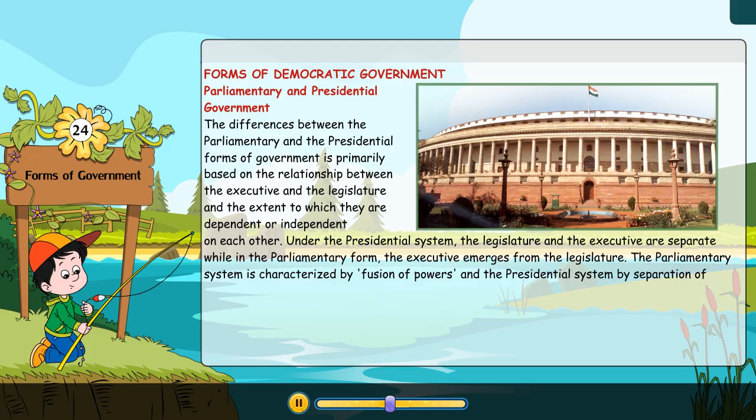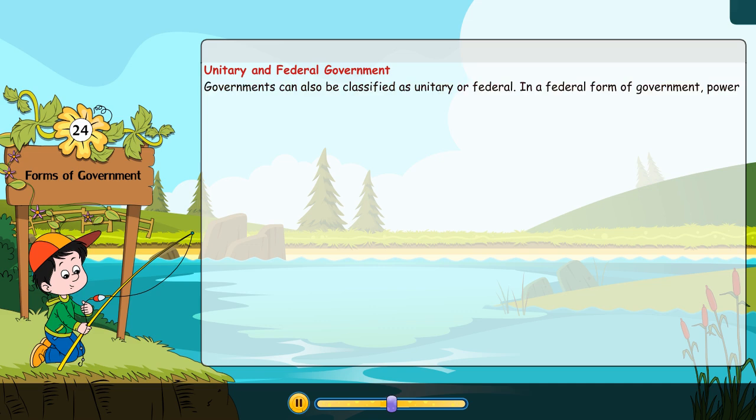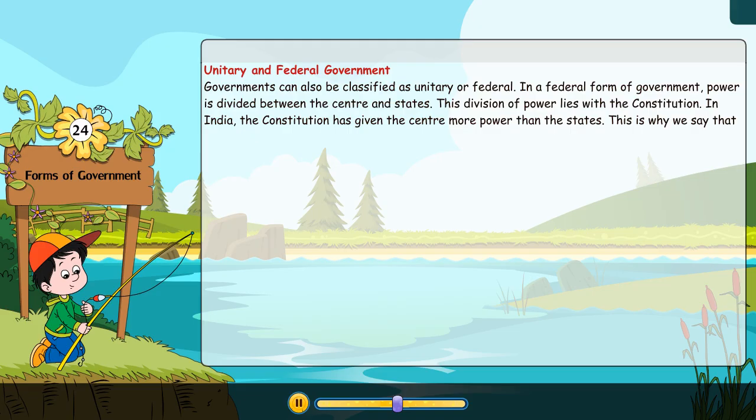Unitary and federal government. Governments can also be classified as unitary or federal. In a federal form of government, power is divided between the center and the states. This division of power lies with the Constitution. In India, the Constitution has given the center more power than the states. That is why we say that India is federal with a unitary bias. A unitary form of government is one in which all power is centralized under one central government.